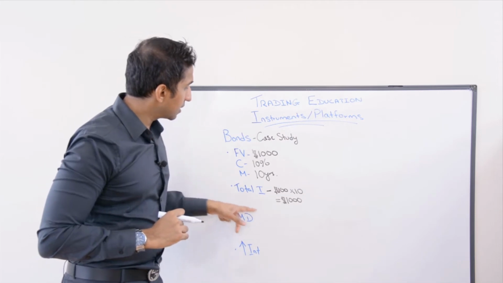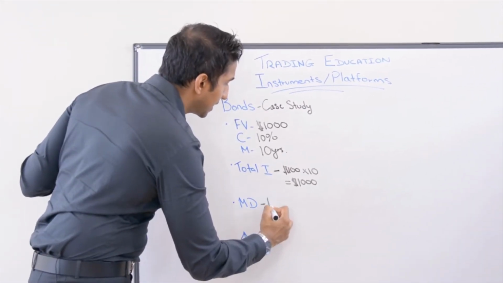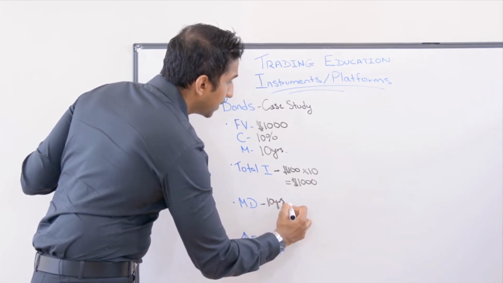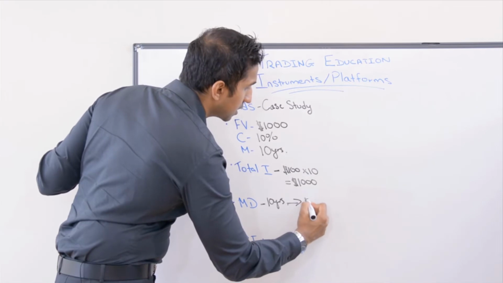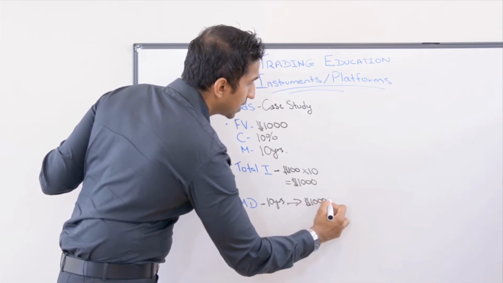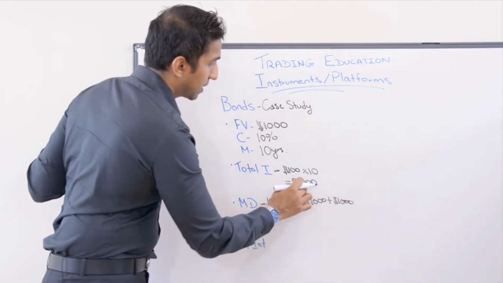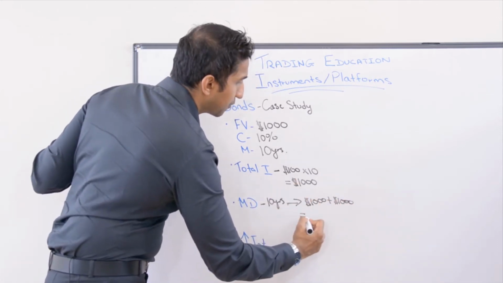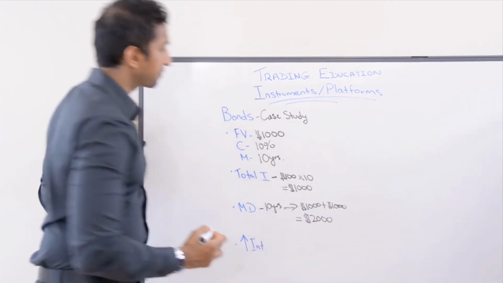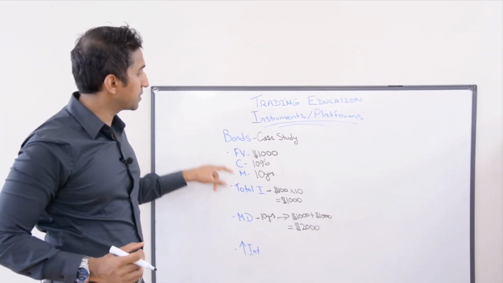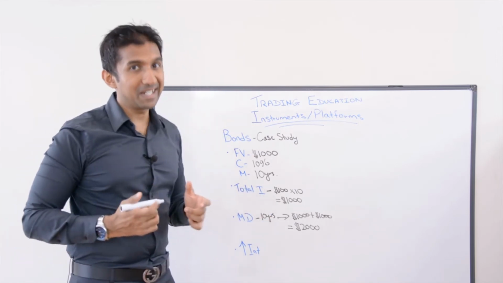Now at the end of the maturity date, which is at 10 years, the investor will get his capital back, which was $1,000, which he used to buy the bond, plus the interest, which is $1,000 as we calculated here. Therefore, he will get altogether $2,000. So for a $1,000 investment, he's got back $2,000 at the end of 10 years.